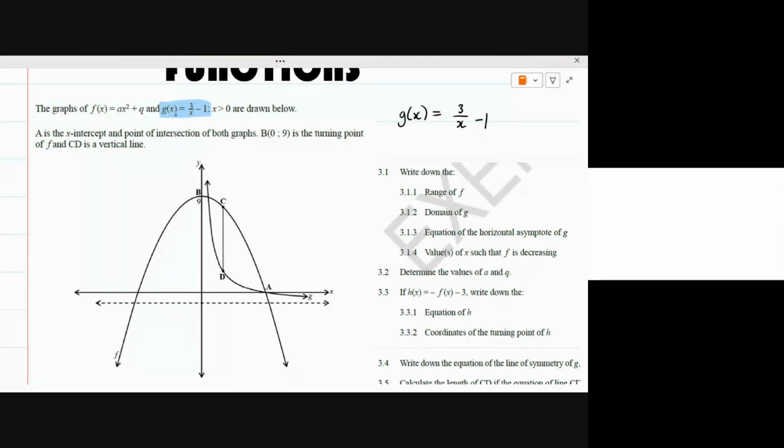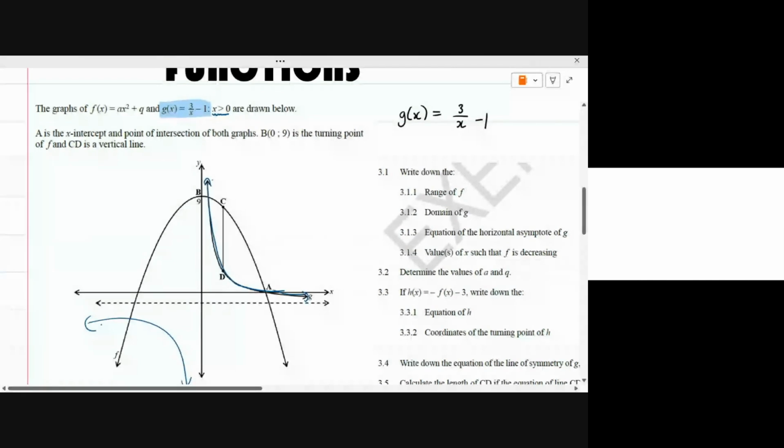They've told us that for this graph, they've only drawn where x is greater than 0. So they've only drawn half of it. They've only drawn that part of my hyperbola. They haven't drawn the other side of my hyperbola. They've drawn one side. So it's quite important that we understand this distinction.